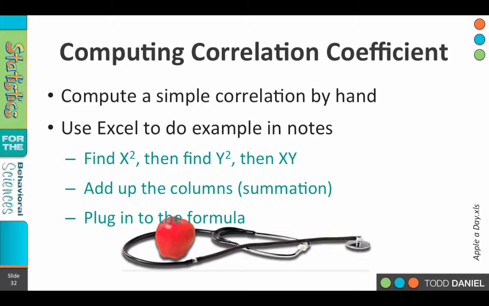The way we would do that is to use Excel and take the data that's provided in the notes. We would create an X and a Y column. Then we would create an X squared column, a Y squared column, and a column that represents X times Y. Add up each of those columns, use summation, and then we would plug into a formula.